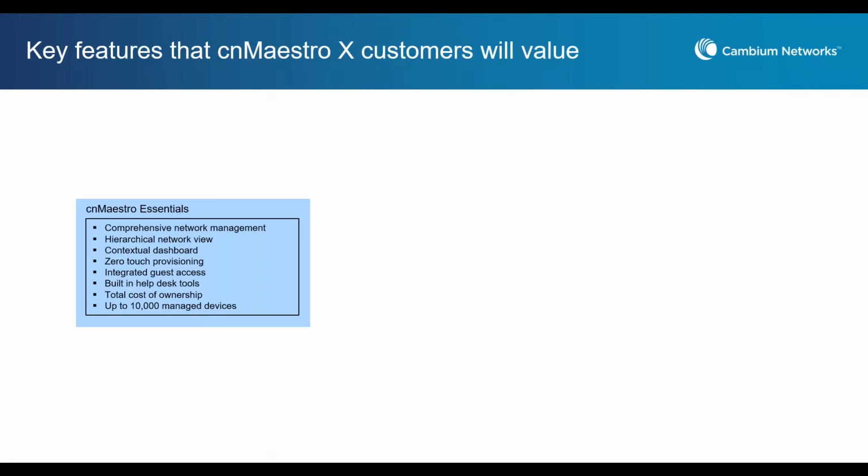So just before we get into the features, I just want to ground ourselves again here and talk about the cnMaestro Essentials features, right? Those are comprehensive network management, the hierarchical network view, contextual dashboard, zero-touch provisioning, integrated guest access, built-in help desk tools, total cost of ownership, and support for managing up to 10,000 network devices. None of that goes away. These were all some of the good things that you were used to and accustomed to. That is now cnMaestro Essentials, okay?